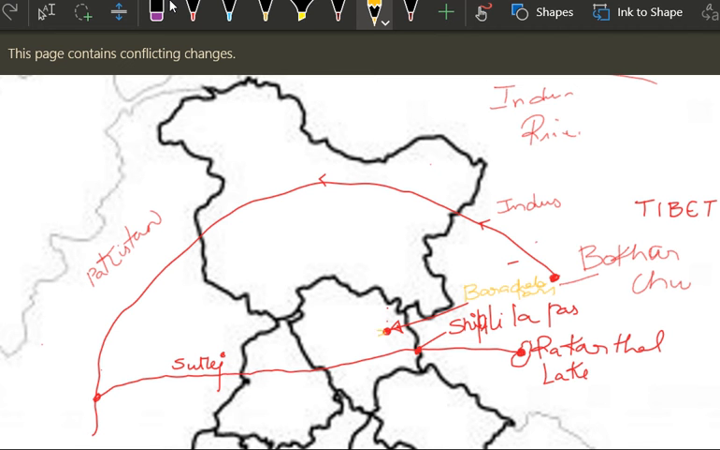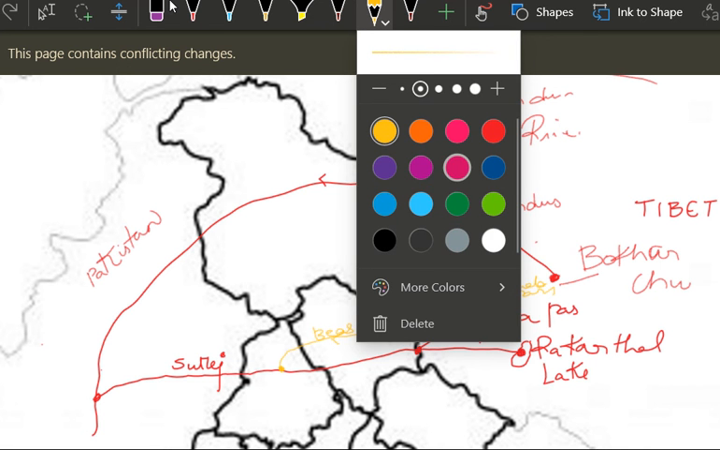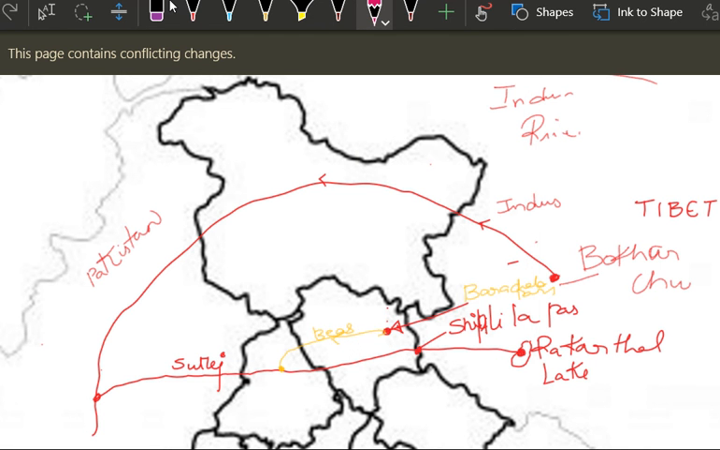BEAS. After that, it crosses Punjab and joins Sutlej in Punjab. This is BEAS. From there only, another river starts. From here, in the same place, another river starts. That is Ravi River. It passes through similar places like Sutlej and joins. Let me stop here because it joins into Chenab.